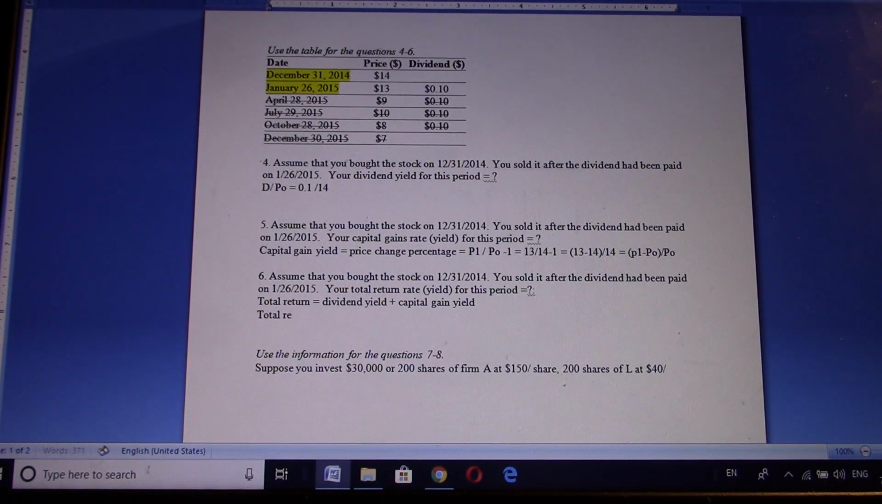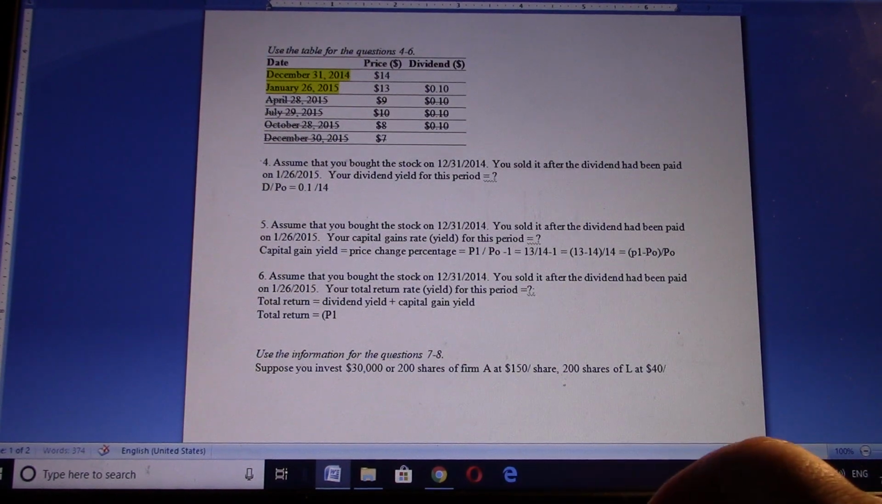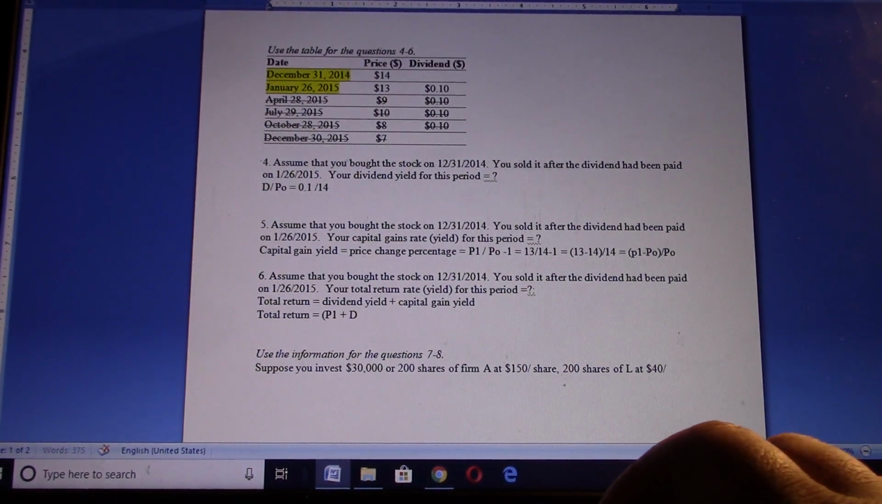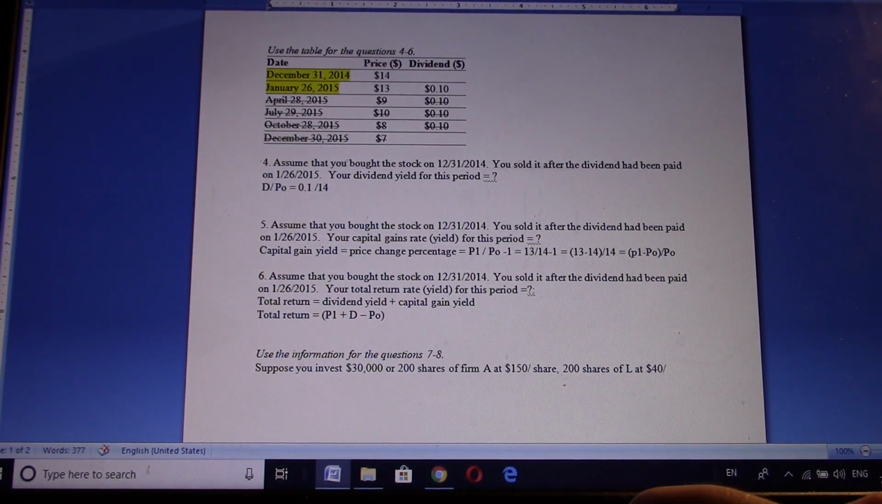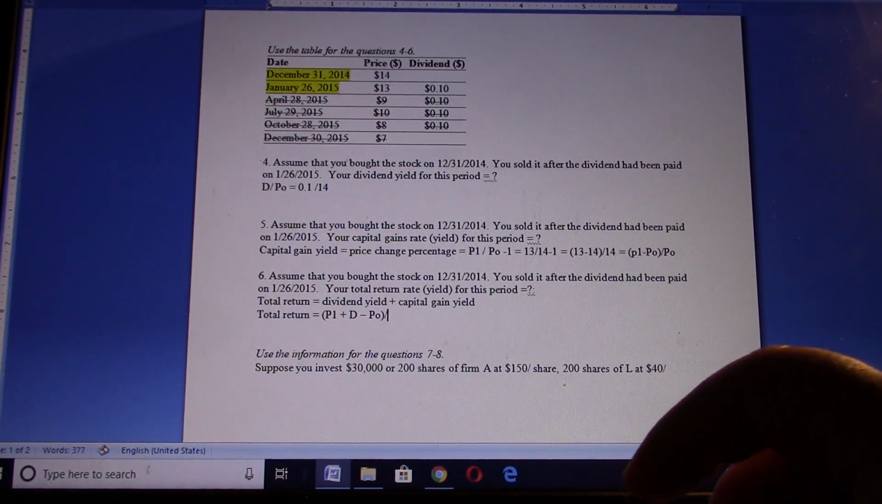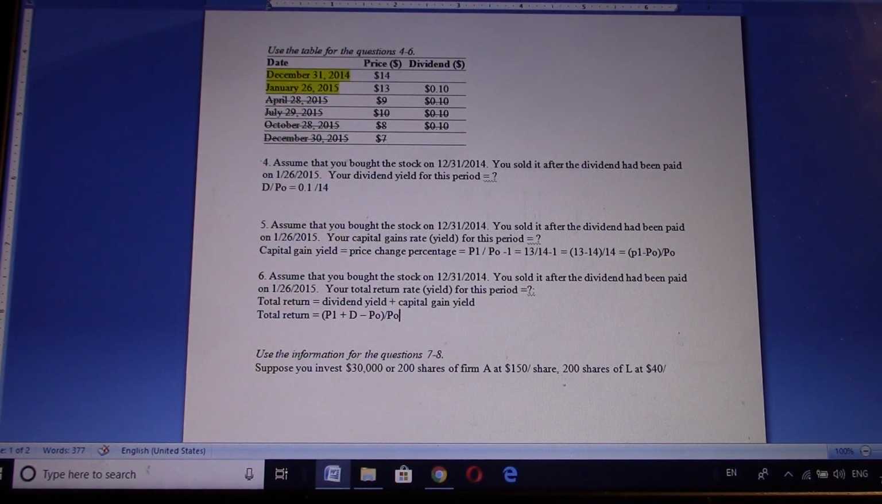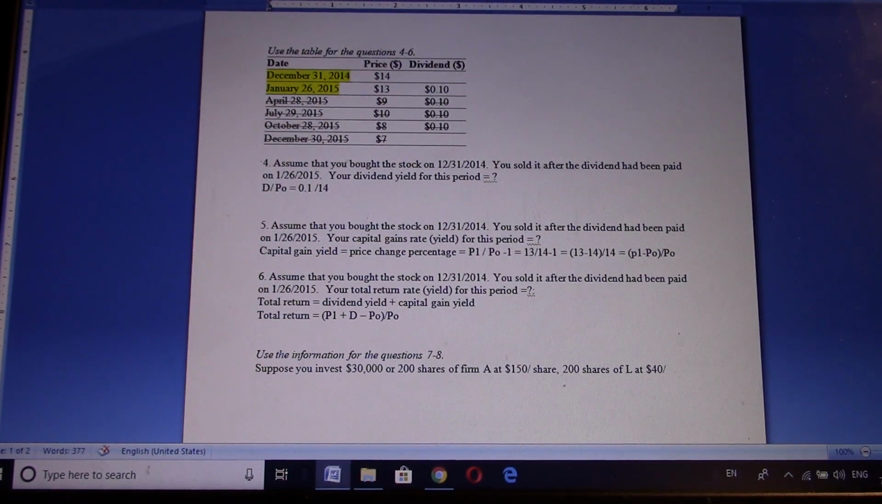Or the math equation for total return is how much you sold it for, which is P1, plus the dividend you received in this period. This is how much you get back from your investment. Then subtract your initial investment. This will be the dollar amount of profit for you, and divide it by how much you invested at the beginning. That will be your total return. Or you can just add the results of the prior two questions, and that will be your total return. This is this question.